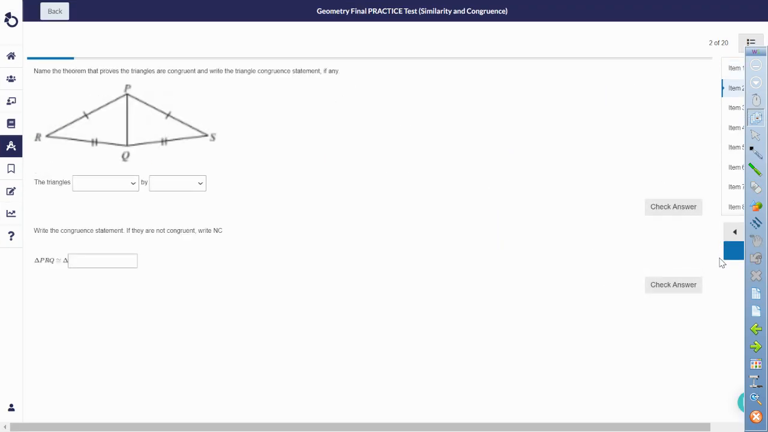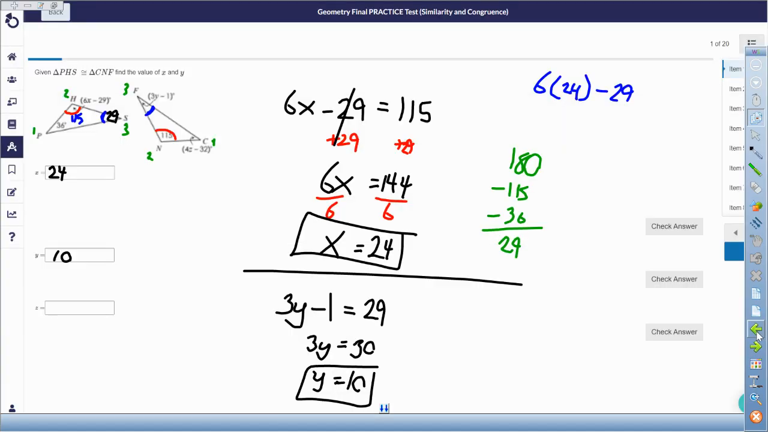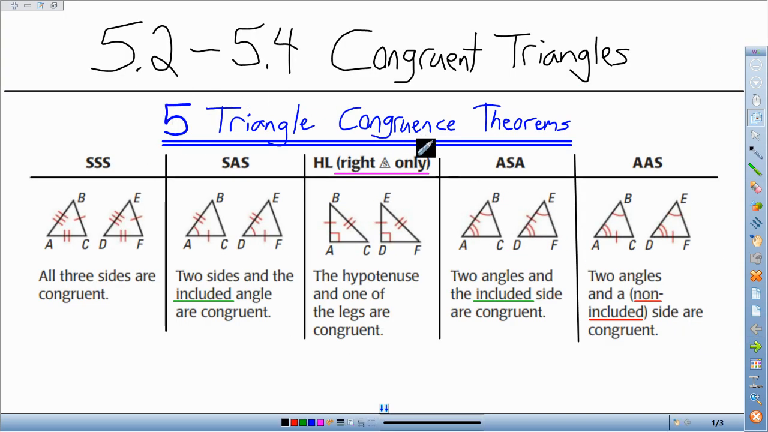Okay, so moving along. The next few problems on this test get into, name the theorem that proves the triangles are congruent and write the triangle congruency statement, if any. All right, here is a big reminder. Congruent triangles. Here's our 5 triangle congruence theorems. This is what it's asking. Is one of these being used?